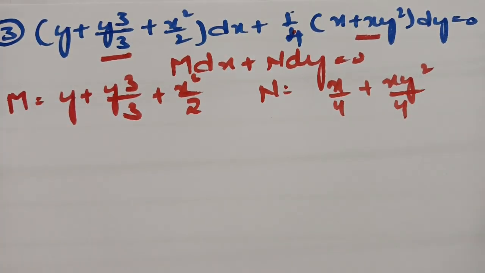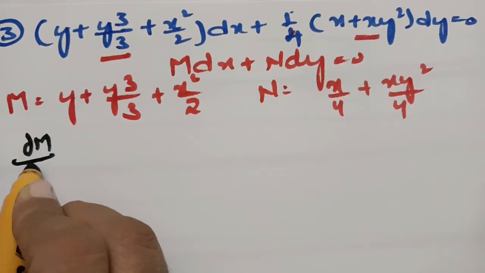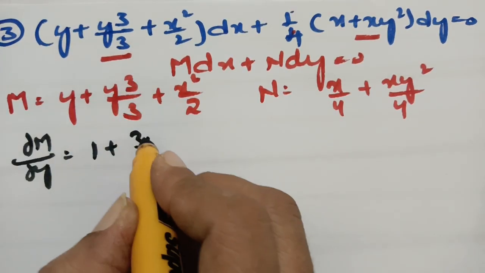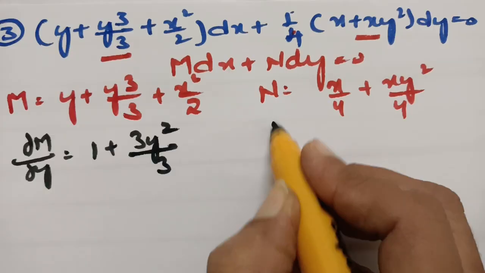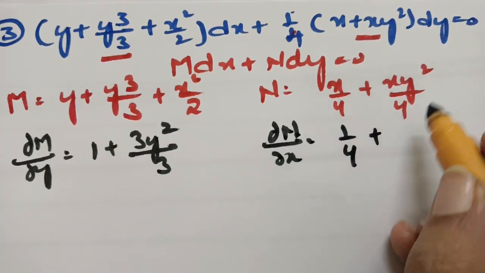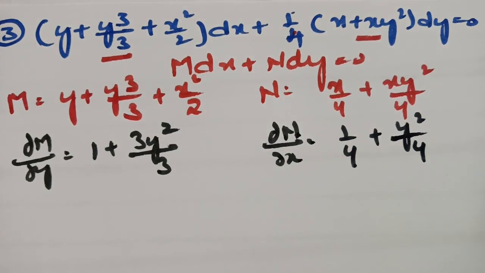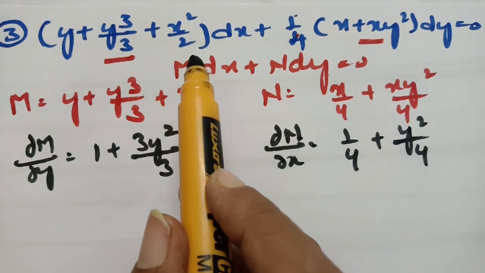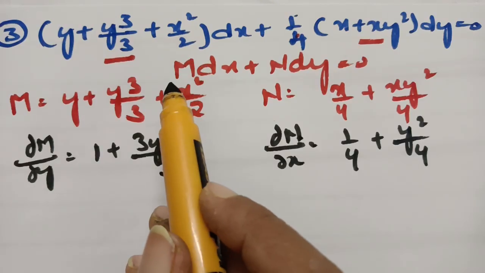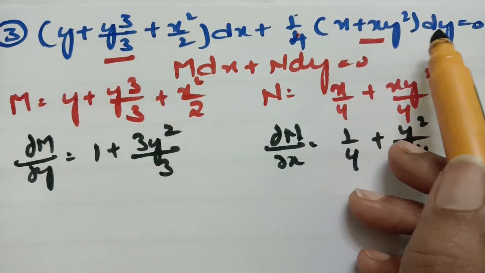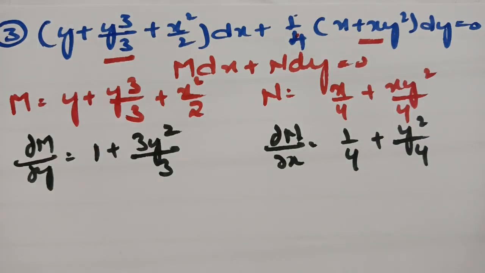Now we have to take the derivative with respect to y for m, that is ∂m/∂y. For y this is 1, and for y³ this is 3y²/3. And for ∂n/∂x, the value here is 1/4 plus y²/4. You can observe clearly that this is not a homogeneous differential equation, and by the inspection method there is no formula to be inserted. The question is also not in the form of f(xy)·y dx plus g(xy)·x dy. So here the third solution method fails and we have to go with the fourth method.